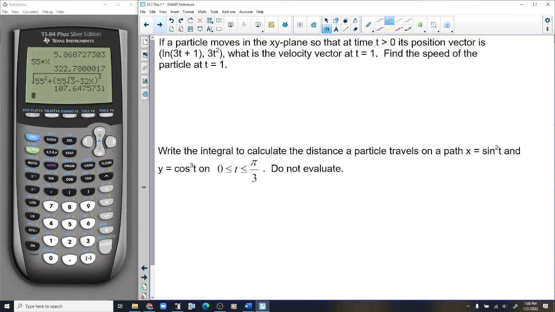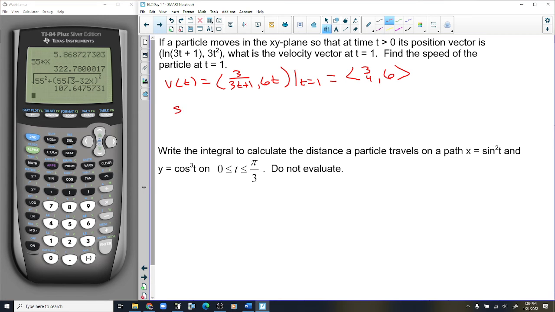That's the speed. If a particle moves in the xy plane at any time t greater than or equal to 0, its position vector is that. What is the velocity vector at t equals 1? Find the speed. So the velocity vector is 3 over (3t plus 1) and 6t. There's the velocity because that's the position. Find the speed of the particle at t equals 1. So if we evaluate this when t equals 1, the component form ends up being 3 fourths and 6.